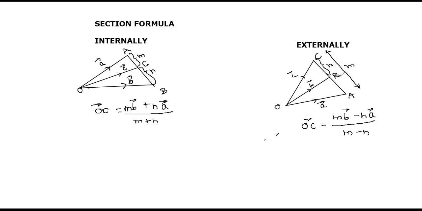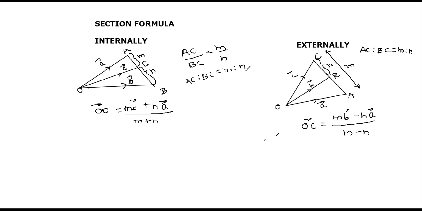Yes, this is dividing. Suppose take this one. If you find AC upon BC, AC upon BC is equal to M upon N. C is dividing the line in the ratio M is to N. So AC is to BC is equal to M is to N. And the same thing will come here: if you write here also, AC is to BC is equal to M is to N.